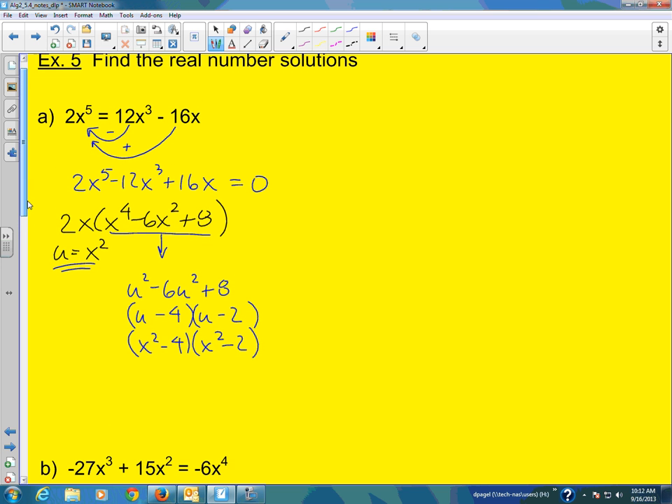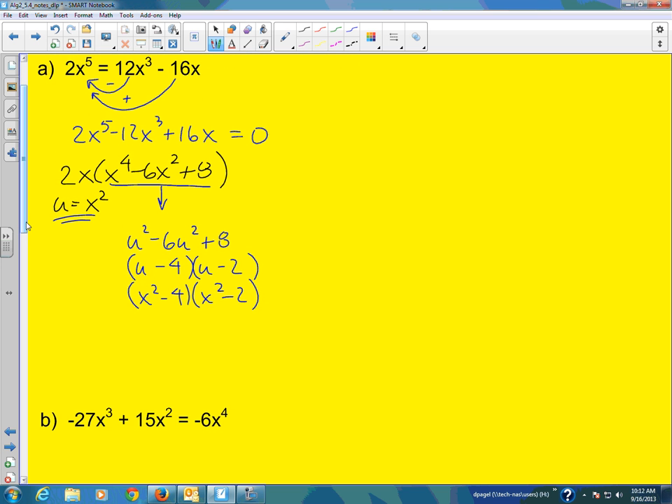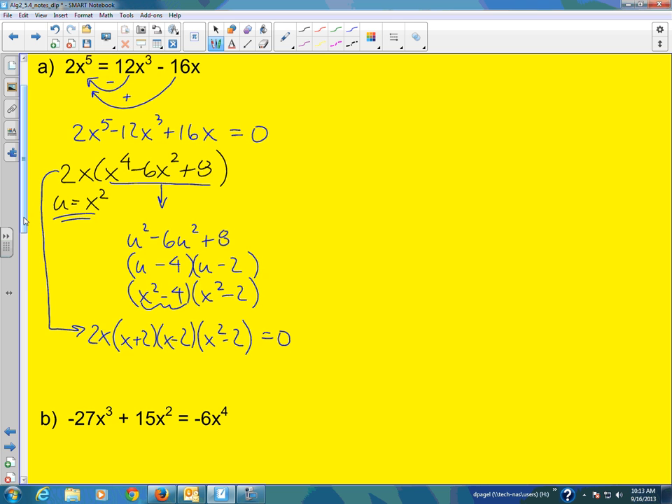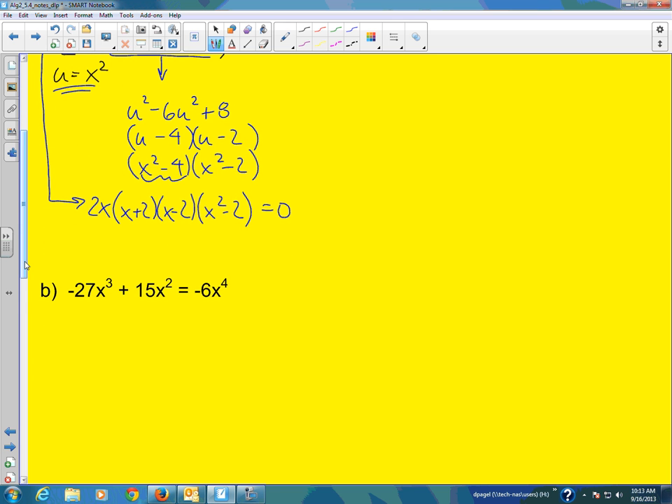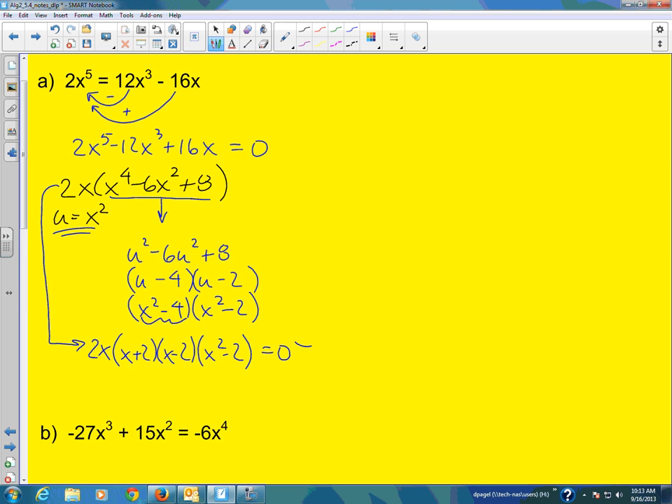So first of all, we're going to stick our GCF back into the problem. So we're going to come back in here, stick our GCF in. I'm going to factor the difference of 2 squares. That's going to become x plus 2, x minus 2. And then we have our x squared minus 2 at the end. Remember that all of this is now equal to 0. And then now we use our zero product property.